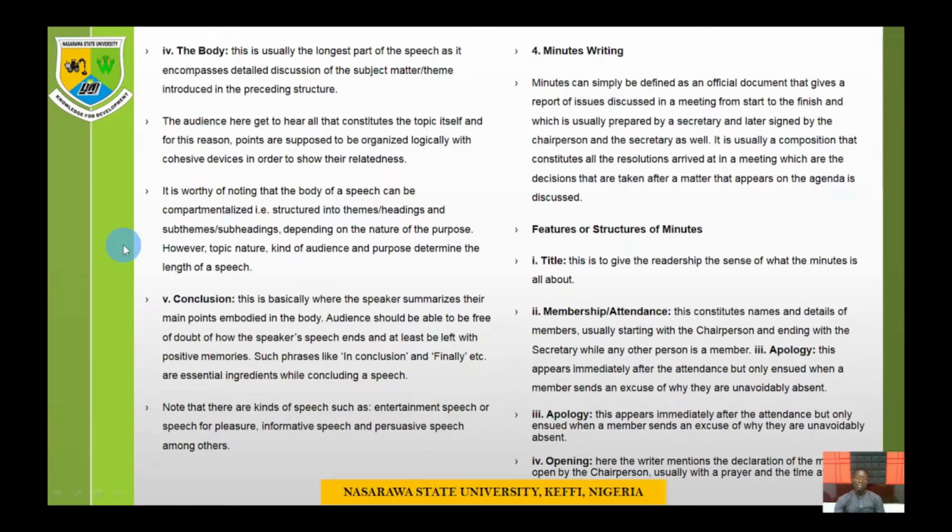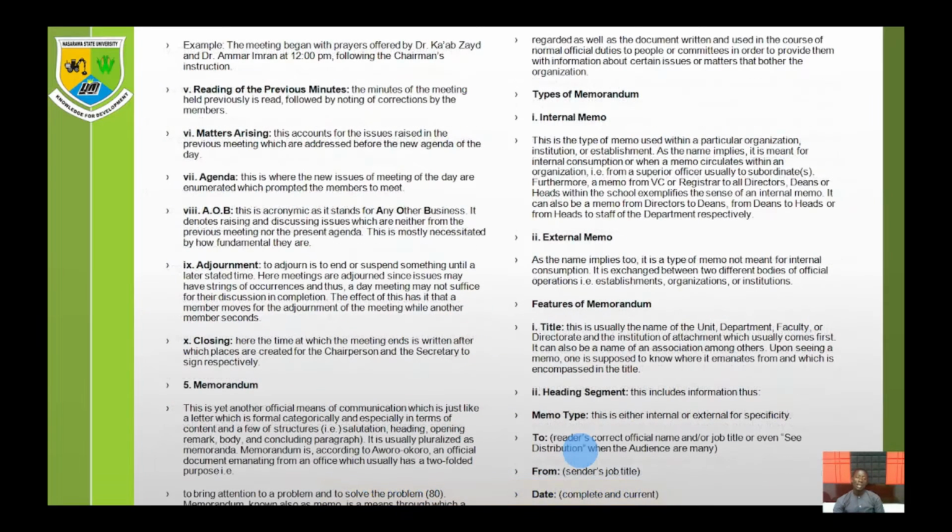The next one is opening. Here the writer mentions the declaration of the meeting, usually by the chairperson, which can usually be accompanied by, let me say, a prayer and the time at which the meeting begins. So that is also very important. For example, the meeting began with prayers offered by Dr. Kaab Zaid and Dr. Ammar Imran at 12 o'clock p.m. following the chairman's instruction. You see, this is an opening to mean that the chairperson has instructed some people who are members of the board or meeting to open the meeting with prayers, and that is it for this particular structure. The next one is reading of the previous minutes.